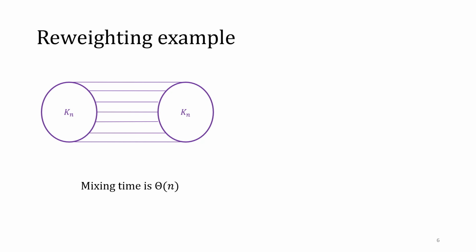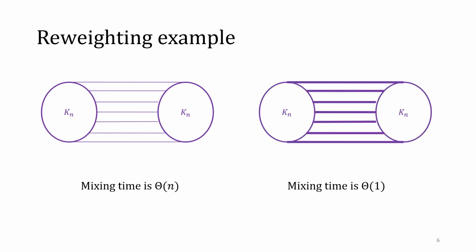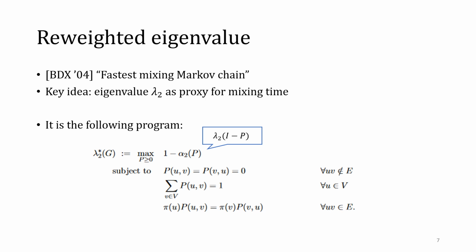Suppose you want to make the mixing time faster. What could you do? Well, one way is to increase the weight of the matching edges, let's say from 1 to n. If we do that, and if we take each random walk step in proportion to the edge weight, then now there's a constant probability of crossing to the other side. And in fact, we can show that the mixing time is constant.